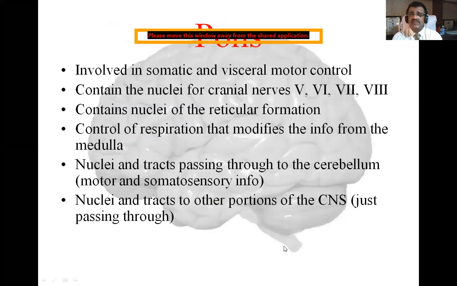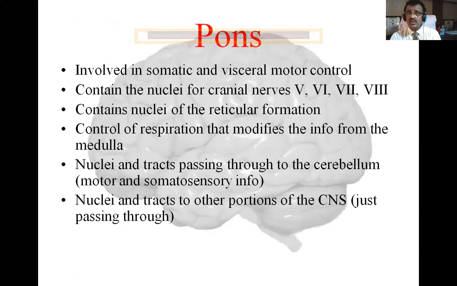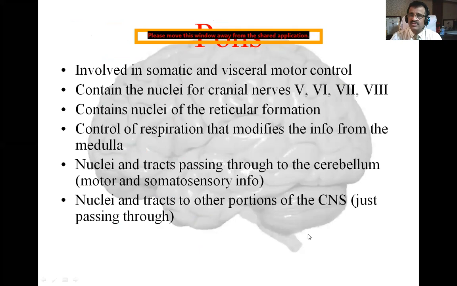So you can see once again here, the pons is involved in somatic and visceral motor control. It contains nuclei for four cranial nerves, that is 5, 6, 7, and 8. It contains nuclei of the reticular formation. It controls respiration and modifies the information from the medulla. Nuclear tracts pass through to the cerebellum, carrying motor and somatosensory information. Nuclear tracts to other portions of the CNS just pass through the pons.